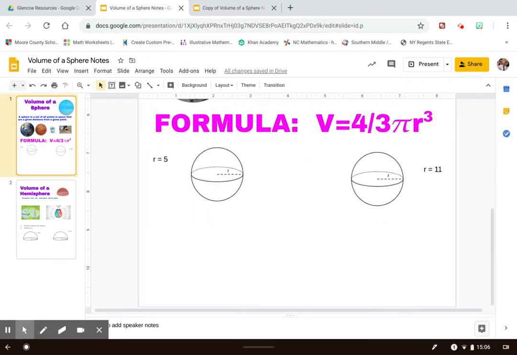The formula to find the volume of a sphere is 4/3 pi r cubed. So this time, instead of squaring the radius, we're going to cube the radius. For my first example, we'll write volume equals 4/3 pi radius to the third power. So volume equals 4/3 times 3.14, and my radius in this problem is r equals 5, so that's 5 to the third power.